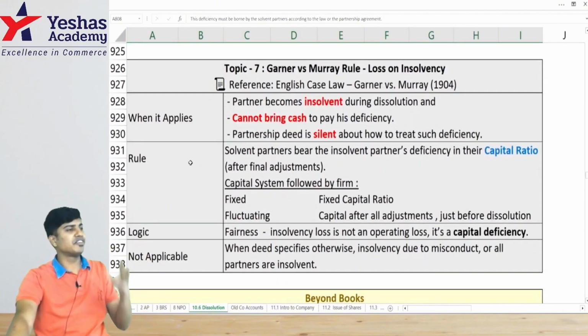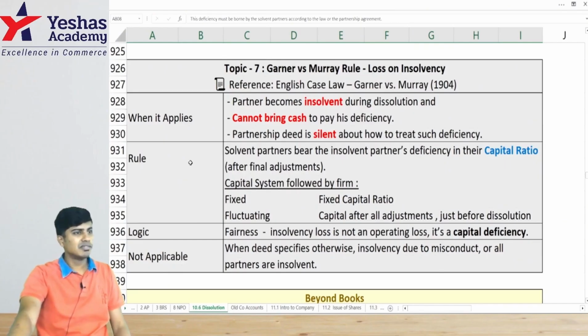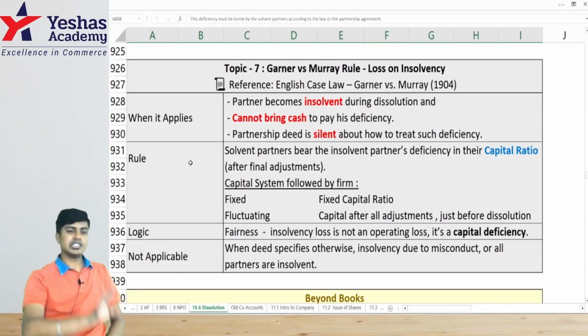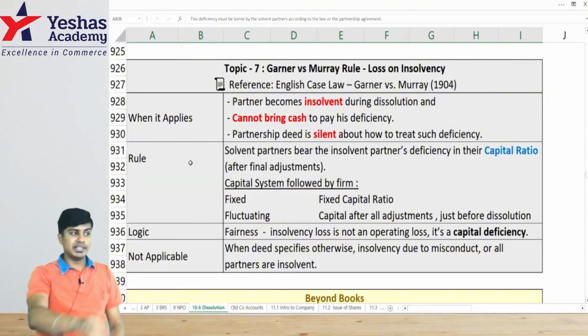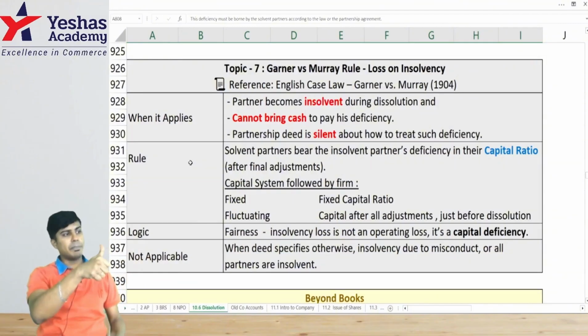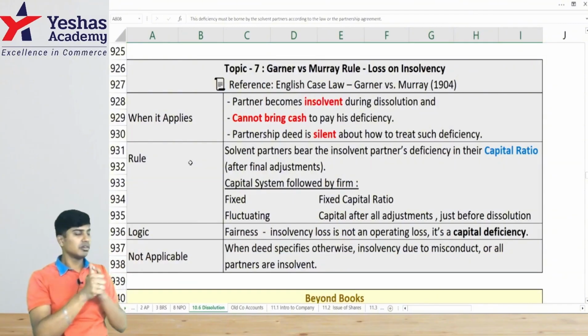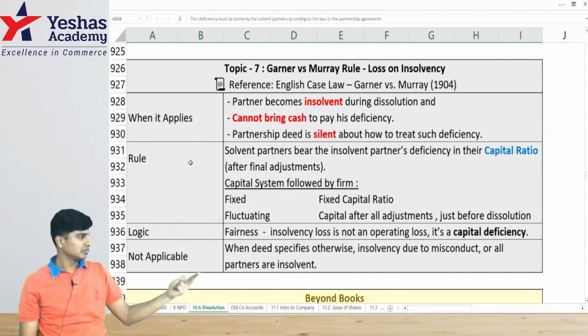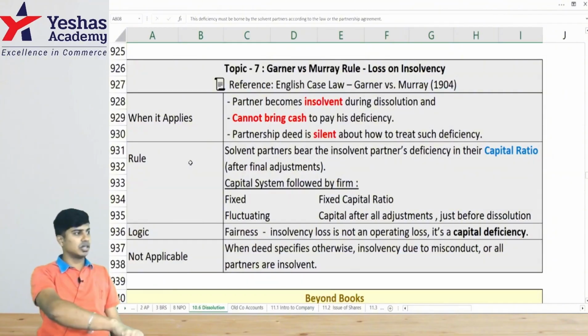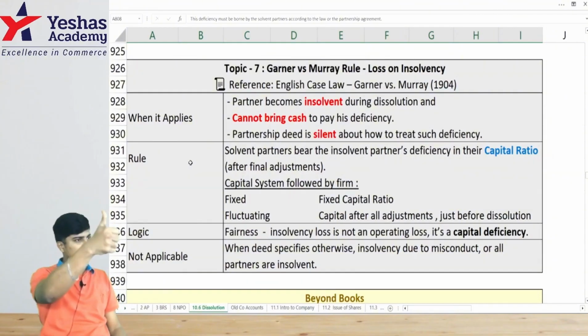Wow, my favorite. Garner versus Murray. It's a case law from 1904 in England, not here. Now, when will you apply this? Point number 1, the partner should be insolvent. Insolvent means loss, negative capital, and no money to bring. That's when he is insolvent. So, the partner should be insolvent.